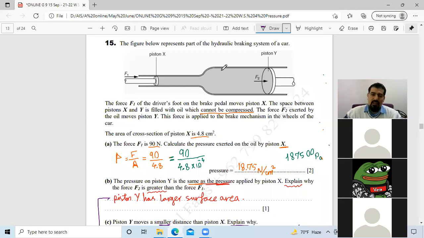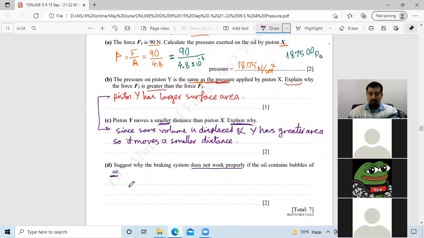So the same thing happens if we have an air bubble like this, and we compress piston X by the force F1. What will happen to this air bubble? It will be compressed. So the pressure caused by piston X will not be the same as the pressure caused by piston Y. It will be less because some of the force is used to compress the air bubble. The oil doesn't compress, it's incompressible, but the air bubble reduces its size. So the pressure transferred will not be the same.